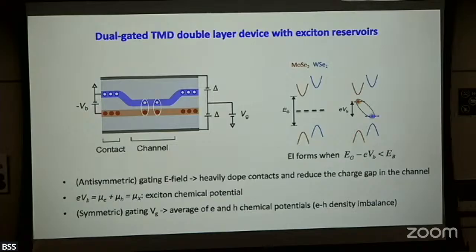Okay, and so I already mentioned that this EB will split the electron-hole chemical potential, right? And this VG just shifts the two chemical potentials together up and down. And effectively, we are doping the system, either doping electrons or doping holes. So there are a lot of controls in this experiment.